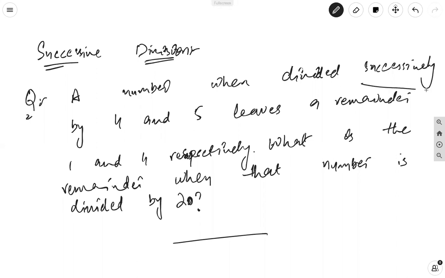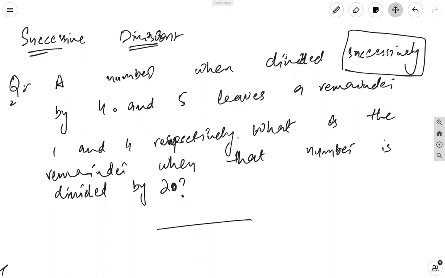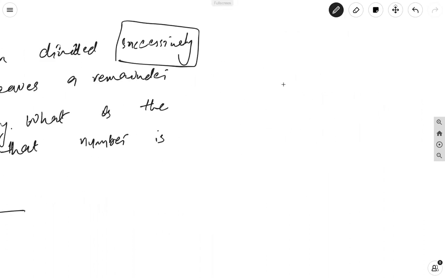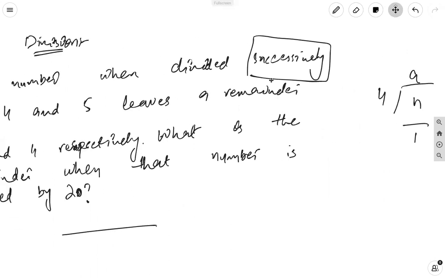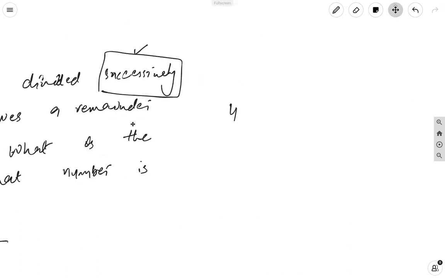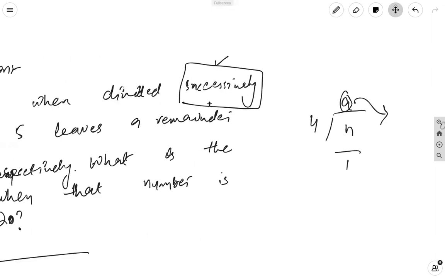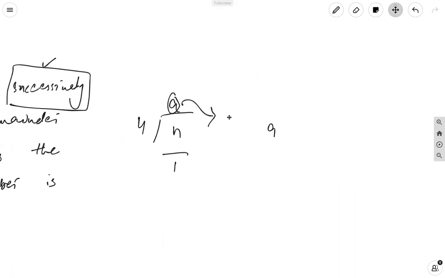Actually, the concept of successive division is that in this question, we have a number. When that is divided by 4, the remainder is 1. Let's suppose the number is n. When divided by 4, the remainder is 1. For time being, consider the quotient is a. Now, we are given that they are divided successively, right? In successive division, when you do the first division, for the second division you will use the quotient of the first division, which is a. Now, if you divide this quotient by 5, the remainder is 4.